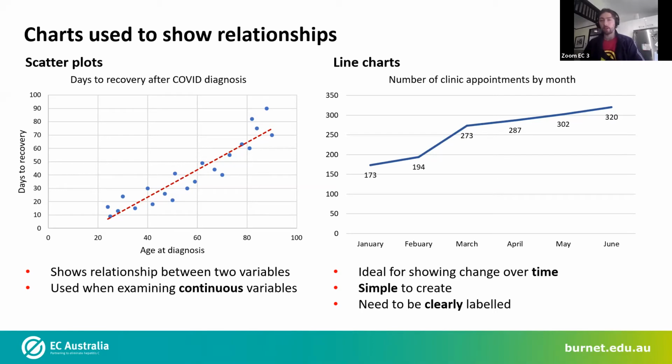Scatter plot's a very powerful tool, but as everyone's pointed out, it can be misunderstood or misrepresented. On the right, we've got a line chart. This is a bit more of a straightforward figure compared with the scatter plot with the regression in it. What we're doing here is just showing the number of clinic appointments by month. It's showing a trend over time, and it seems that the number of appointments booked in at this clinic is increasing by month. So it's a nice way of visualizing what's going on over time.